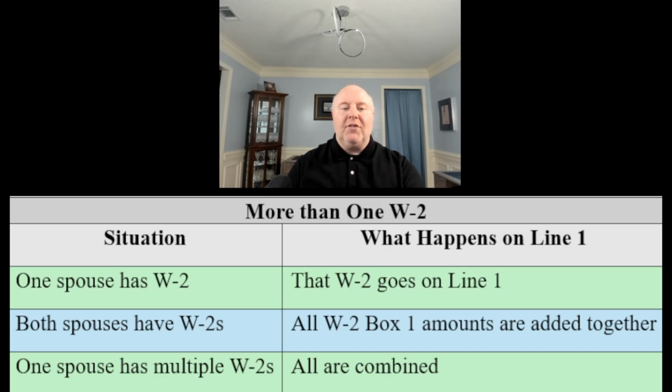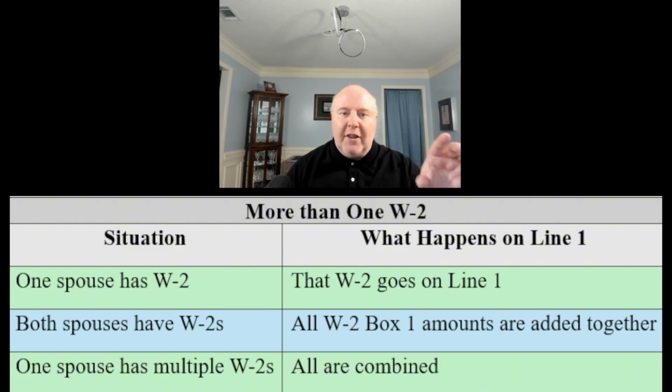All right, so let's go ahead and take a look at this. If one spouse has a W-2, then that's easy. Or if you're single, you just take your W-2 and you put it on line 1. But life isn't always simple. Sometimes things get a little bit more complicated. So let's say that we're married and now we have 2 or multiple W-2s. All we do is it all goes together on one 1040.